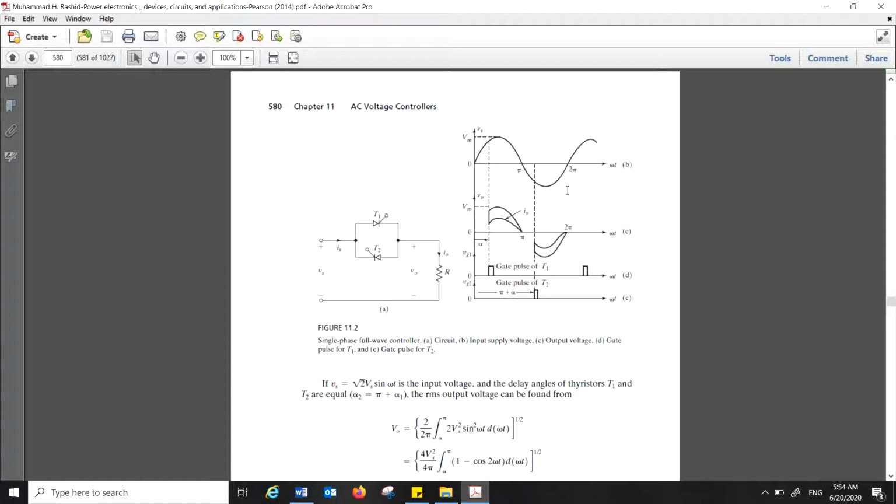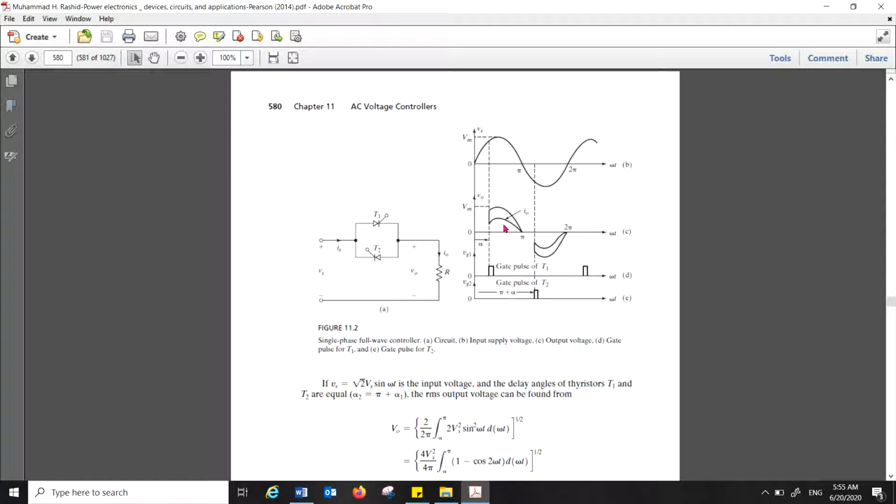You can see that we decided we will give a delay of alpha to one of the pulses, which triggers T1, and the next pulse for T2 will come after pi plus alpha, as is suggested. This is the input waveform of the source voltage with the V maximum, and this is the output. We decided to fire at the angle alpha. After that, we have this kind of situation. Your output voltage is like that, and your current waveform always follows the input voltage because it's a resistive load.